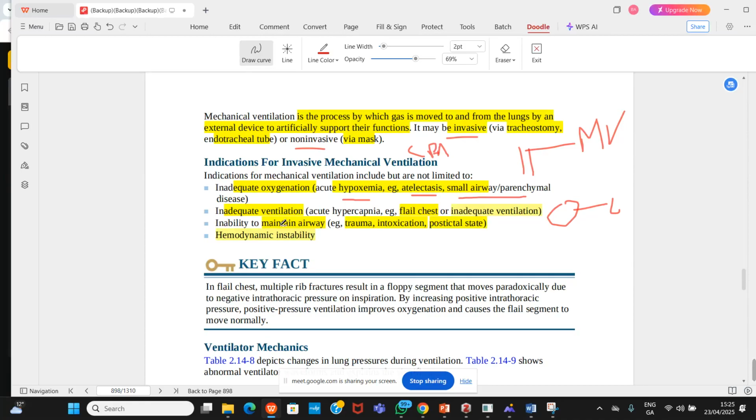So inadequate oxygenation, you're having acute hypoxemia of any cause. It could be from atelectasis, an airway issue, or inadequate ventilation. Why are you not ventilating? Why is your PaCO2 increased? Are you breathing at high altitude, or are you having Guillain-Barré?